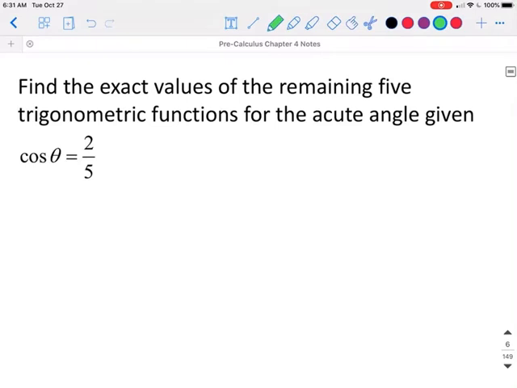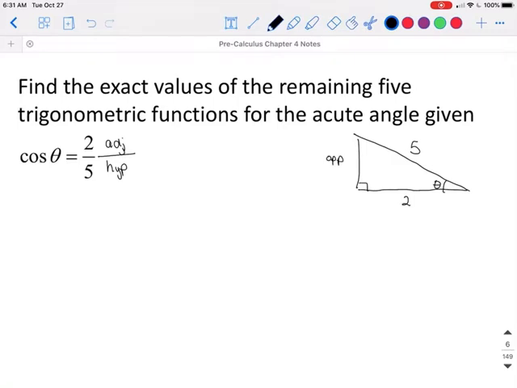Now we need to find the exact values of the other 5 trig functions. Right now, we have a right triangle, because this is right triangle trig, and we know cosine is 2 over 5. Cosine is the adjacent side over the hypotenuse. So if this is my angle, we know our adjacent side is 2. We know our hypotenuse is 5. We need to find the length of that opposite side.